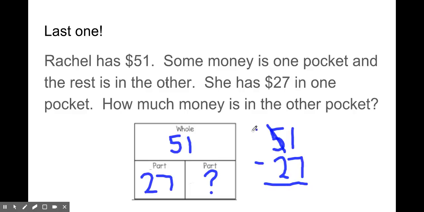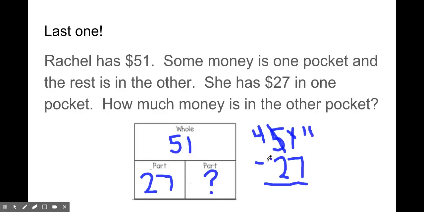So I'm going to go to my 50. I'm going to make my 50 a 40 and take the 10 that I'm moving over here, and I had 1 already. So I started with 51. Now I have a 4 that stands for 40 and 11. I still have 51 up here. 40 and 11 make 51.